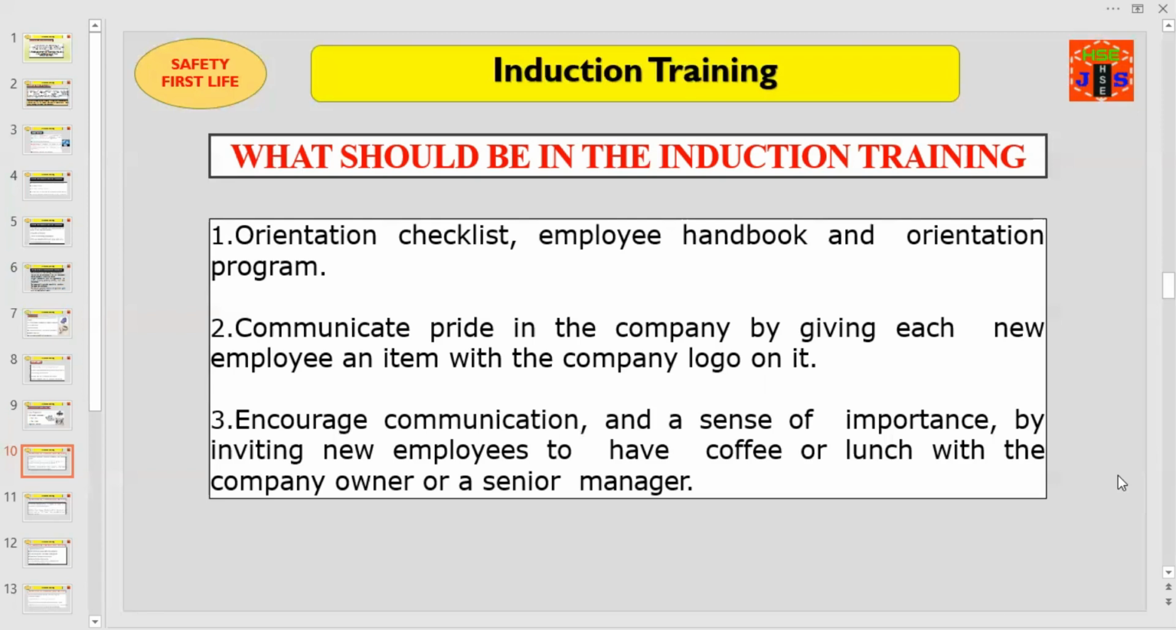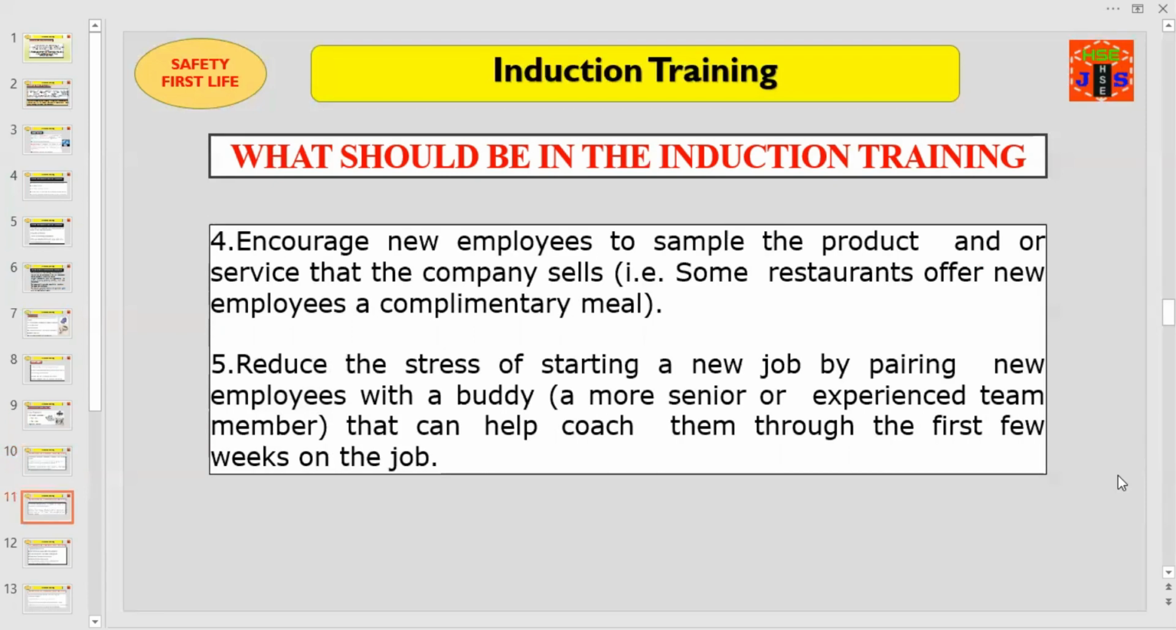Number three, encourage communication and a sense of importance by inviting new employees to have a coffee or lunch with the company representative or a senior manager. Number four, encourage new employees to sample the product and or service that the company sells. For example, if you are a restaurant employee, some restaurants offer new employees a complimentary meal.